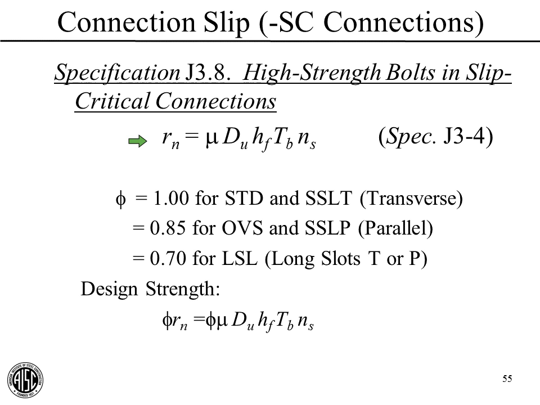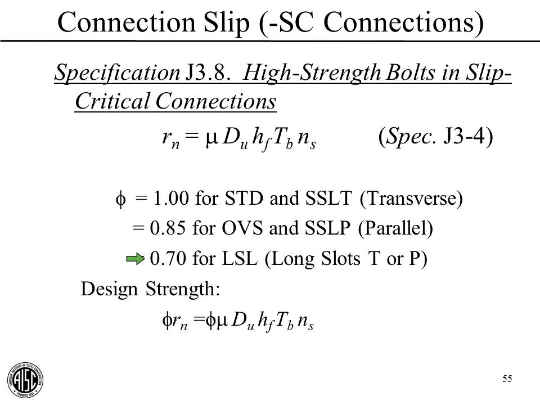But first, let's talk about the phi factor, because this is a fairly unique limit state in that the phi factor is variable. In this case, the phi is 1 if we have standard holes, or if we have short slots with the load that's transverse to the slot. Now, by transverse, it means it's perpendicular or within 10 degrees of perpendicular. Okay? Or we have phi of 0.85 for oversized holes, or short slots parallel is what we call it, but really what this is outside that 10-degree limit for transverse. So we have that, 0.85.